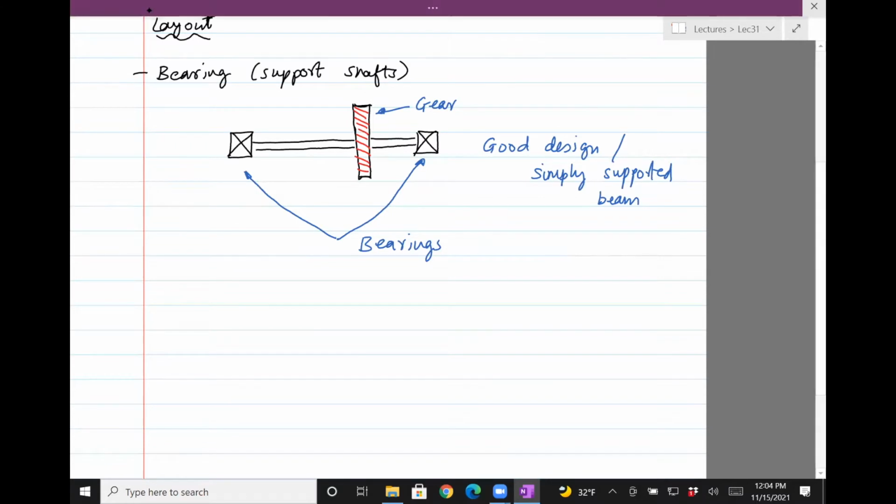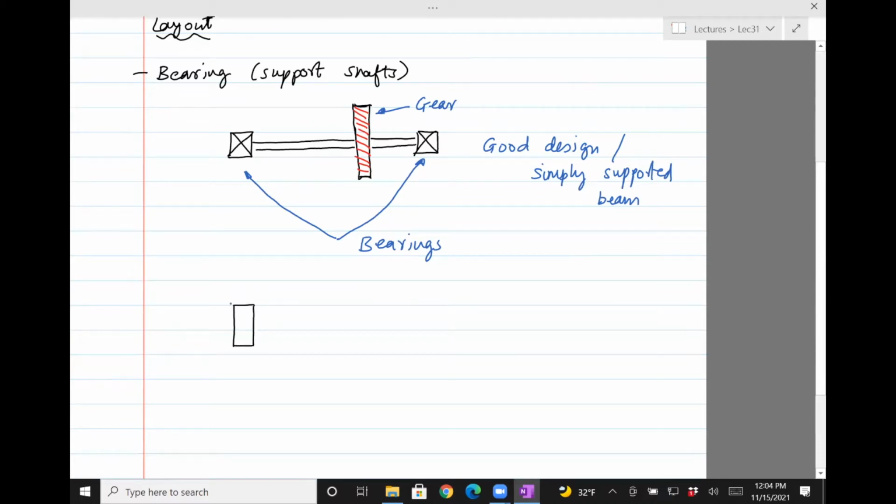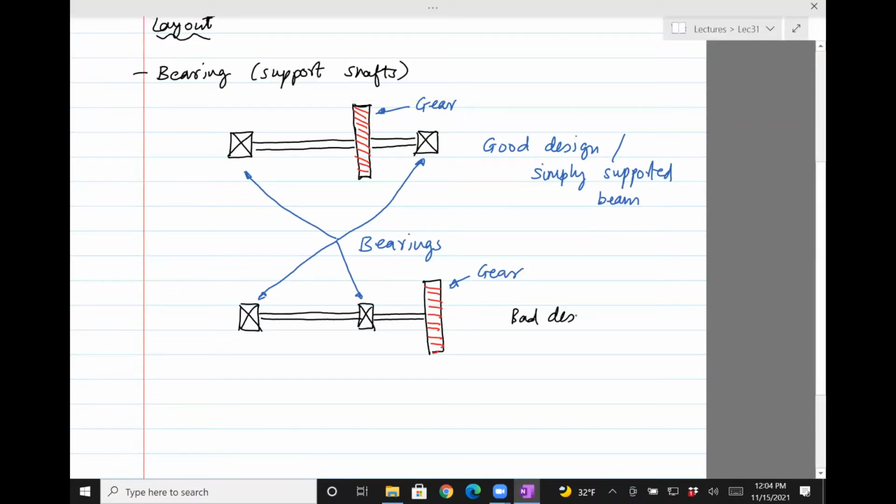A bad design would be when you're trying to load these like a cantilever. So let's say that we want the same setup, we want a gear, but we change the setup to be something like this. Okay, so it's the same elements, but they are arranged such that the gear is on the edge. It's not simply supported. So this is a bad design, something which you should avoid.